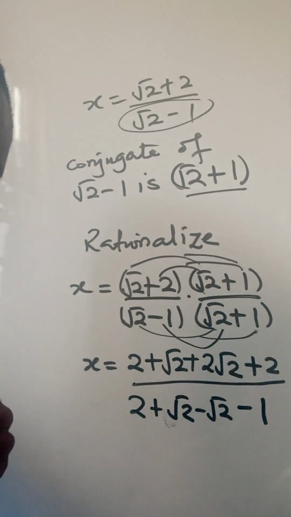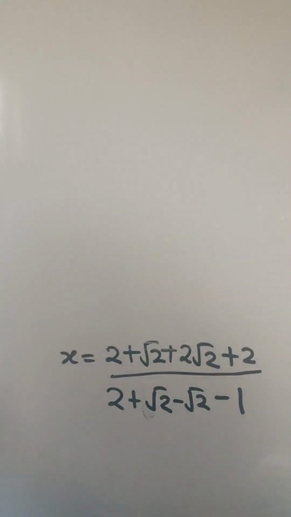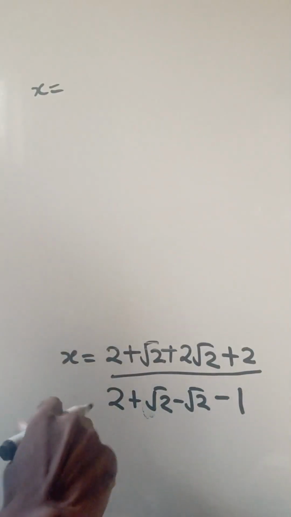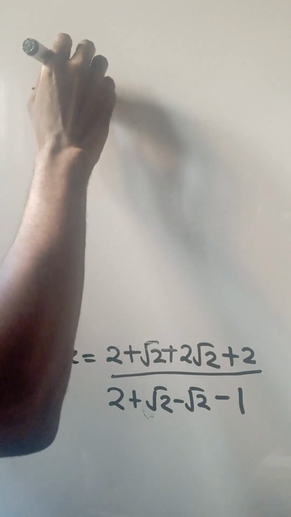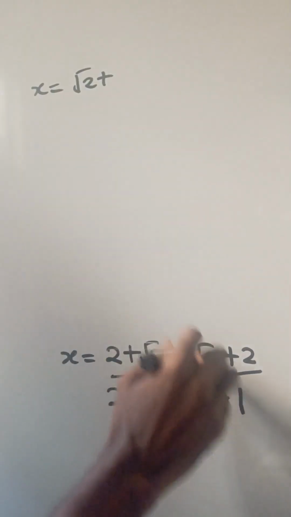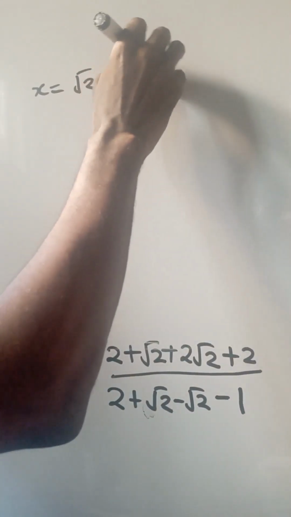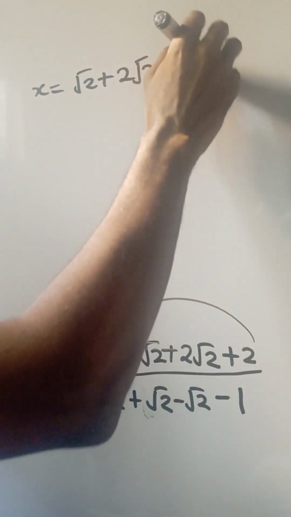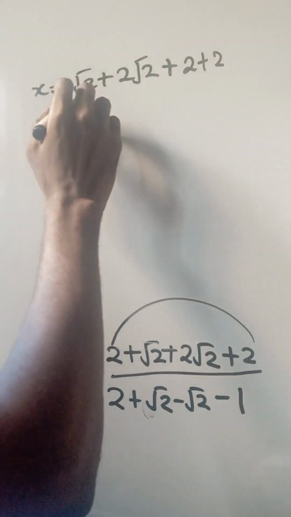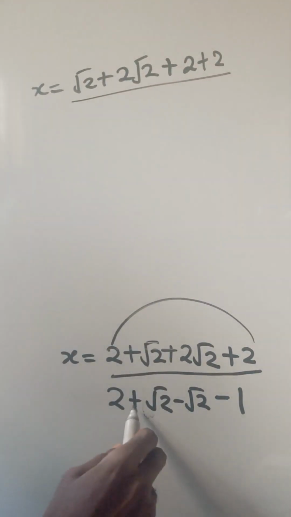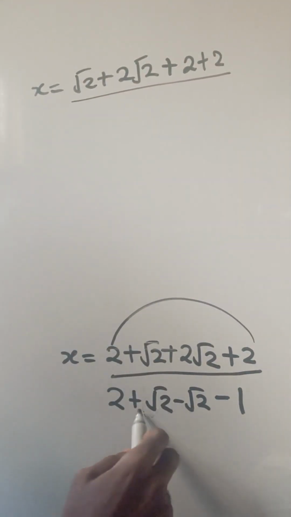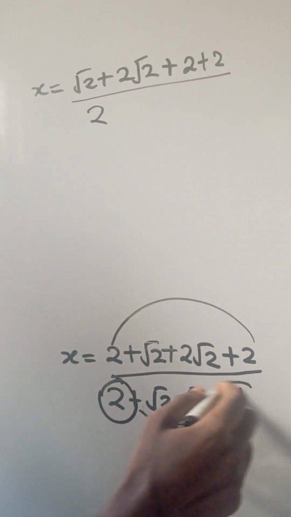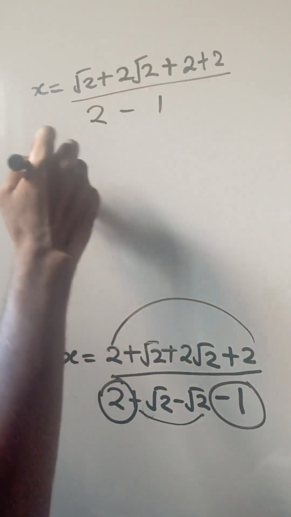So from this that we have, we can collect like terms. So x will be, I have a root 2 plus what? 2 root 2. Those are like terms. Plus, we have 2 and 2. So 2 plus 2. What about this? Plus root 2 minus root 2. This will give us what? 0. So we are left with just 2 and what? Minus 1 at the denominator.